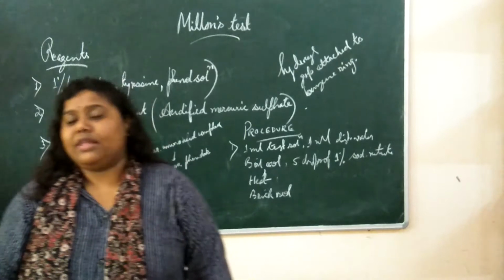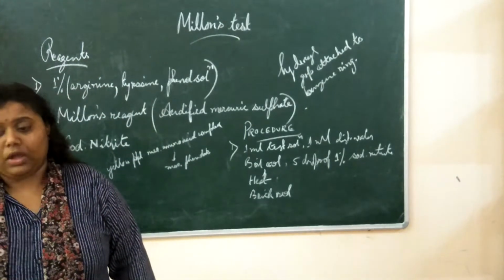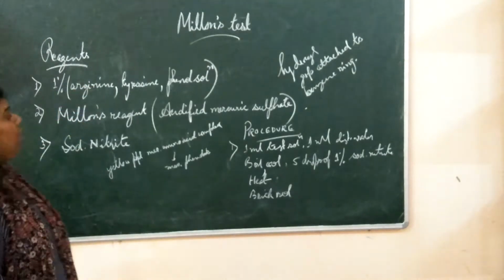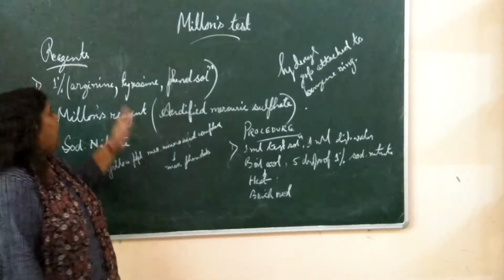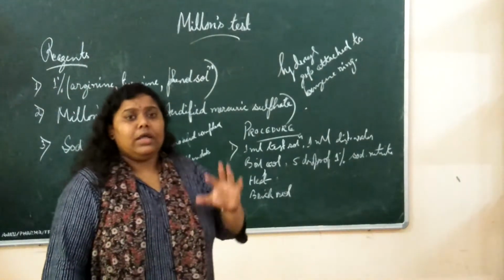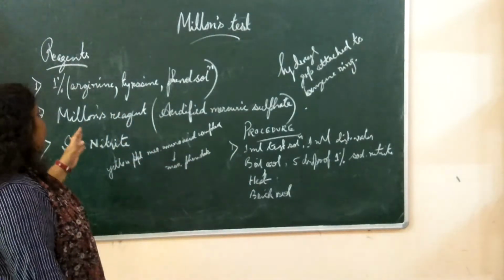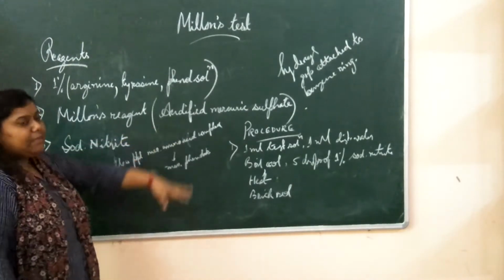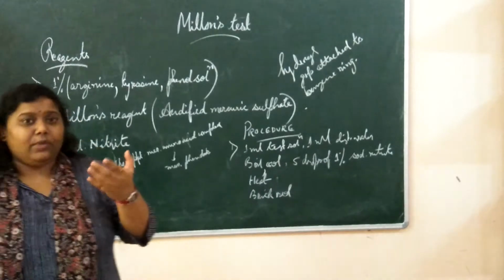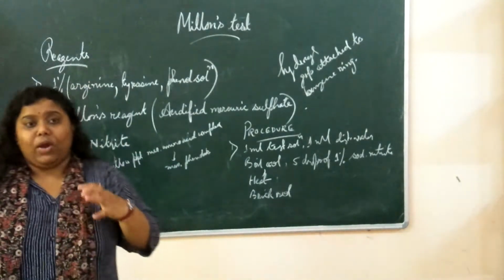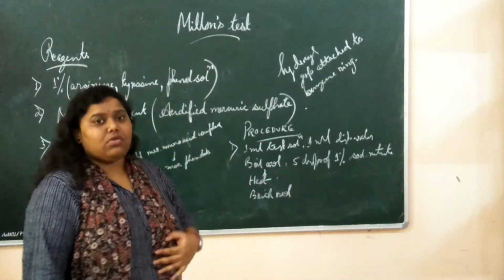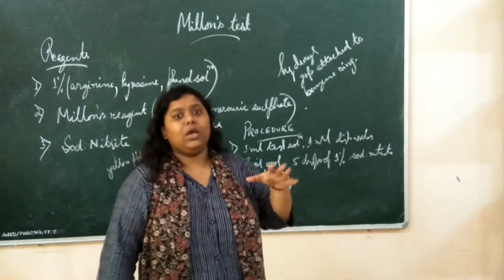The reagents used for performing Millon's test are 1% each of arginine, tyrosine and phenol solution for the test, then Millon's reagent, which is acidified mercuric sulfate, and thirdly 1% sodium nitrite. These three reagents are used for performing Millon's test.